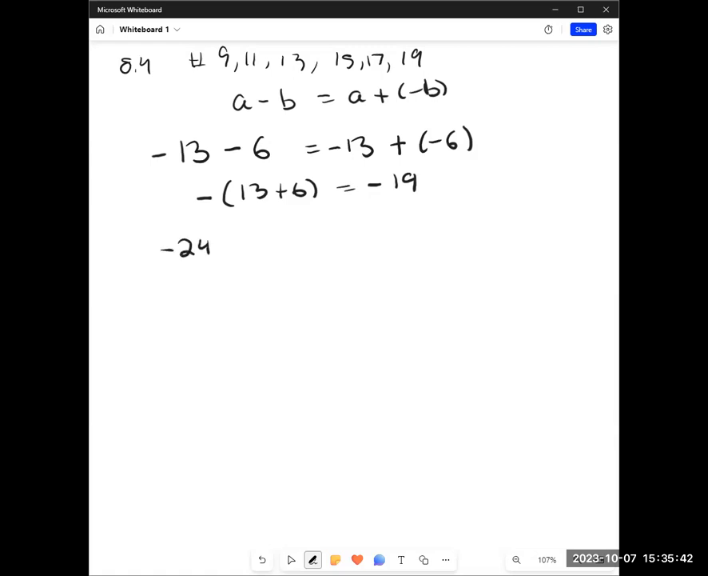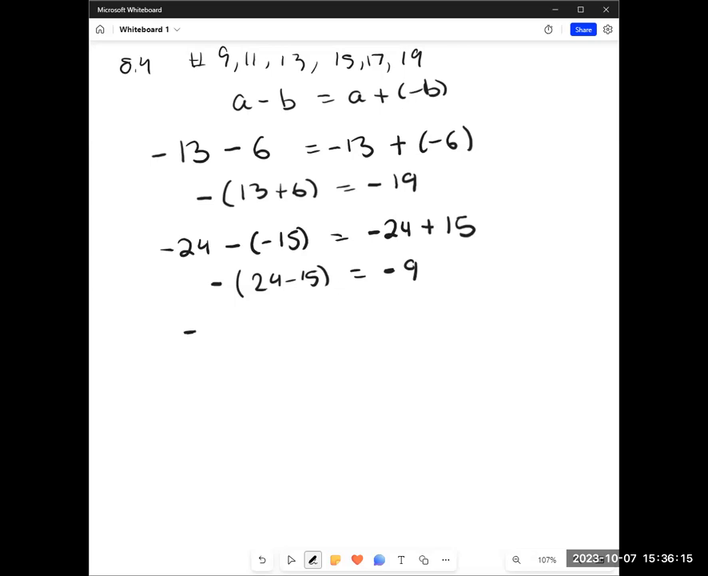Now this is negative 24 minus a negative 15. So this is going to be a negative 24, and then we're going to change to addition and add the opposite of a negative 15 as a positive 15. Now I'm adding unlike signs. So I'm going to keep the sign of the larger absolute value, which is negative. And I'm going to find the difference between them, and that's going to give me a negative 9.